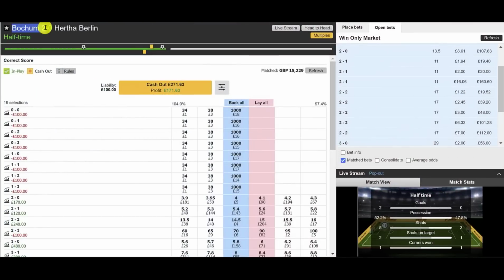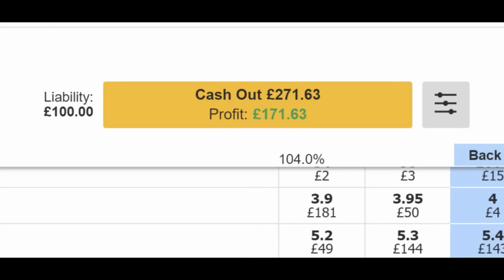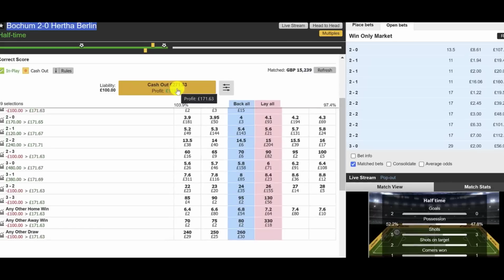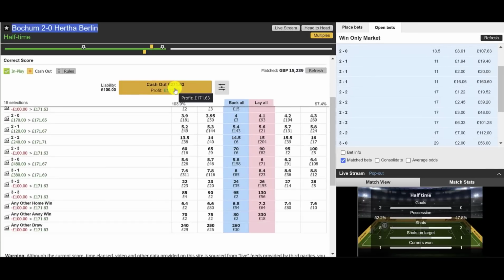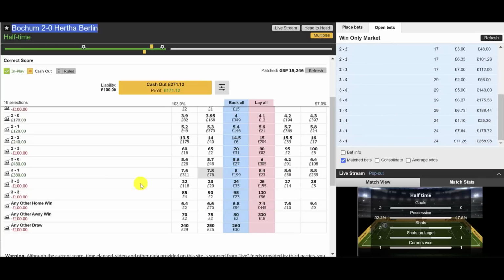So we reach half time in this one. It's Bochum 2, Hertha Berlin 0. And this trade has worked out very nicely for us. The cash out is available at 171 profit. Now, this is one of those slightly rare situations where we could just take the profit now. All of the score lines have moved in profitably for us. 2-0 back to 13 into 4.1, 2-1 back to 11 into 5.6, 2-2 17 into 15, 3-0 29 into 6, and then a 3-1 into 8.4.